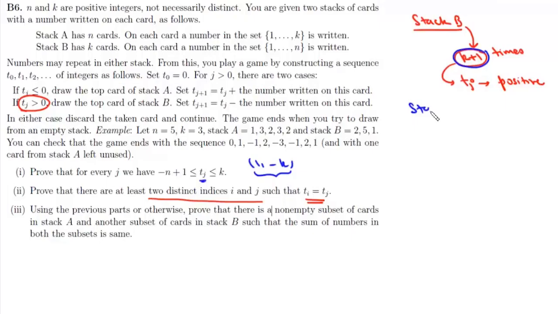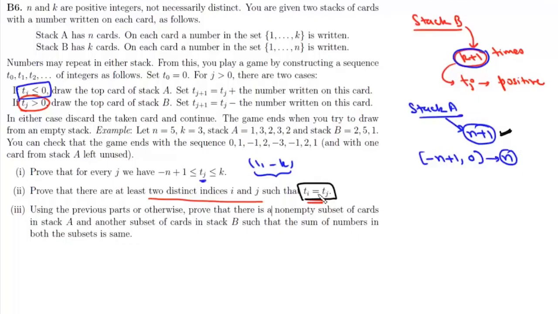In the same way, if stack A is empty, then we need to choose n plus 1 times from stack A. Now we choose from stack A if tj is less than or equal to 0. And again, from the first part, the total number of non-positive numbers is n. So here again, since we have n plus 1 non-positive values from n non-positive numbers, at least one number is repeated. So again, in this case also, we'll have two different indices i and j such that ti equals tj.